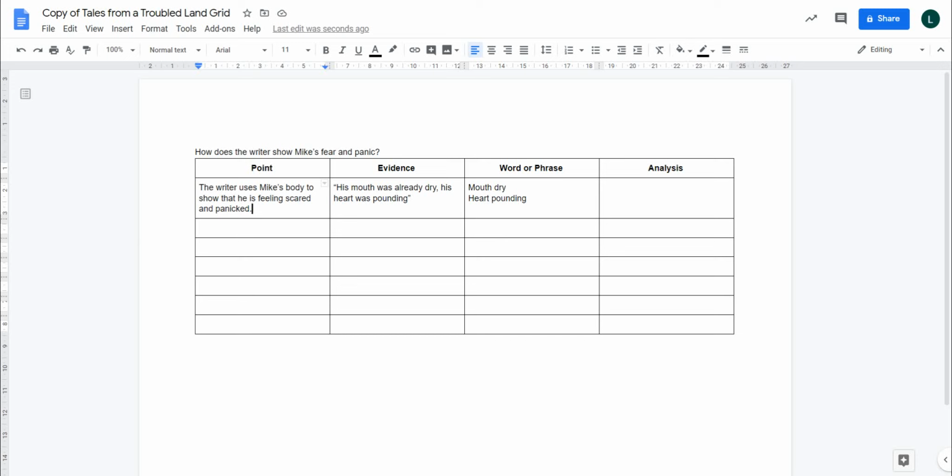You're taking your evidence that you looked at yesterday and you are making points to match the evidence that answers our question, how does the writer show Mike's fear and panic? You're not working in the analysis column today, that will come in tomorrow's lesson. So let's just do another one together.